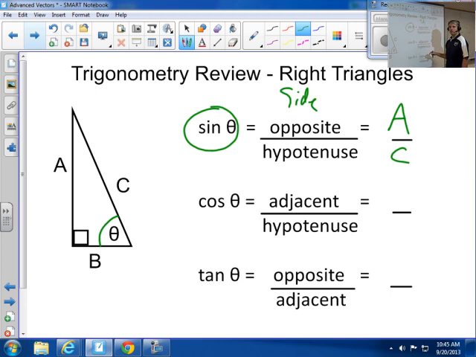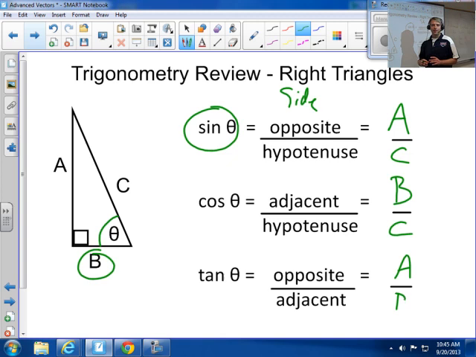The cosine of an angle is the adjacent side over the hypotenuse. Adjacent means the side that is not opposite and it's not the hypotenuse. Well, that's going to be this one, B. The hypotenuse, again, is the longest side, C. So the ratio that is called the cosine of theta in this case is B over C. Finally, the tangent of the angle theta is simply the opposite side over the adjacent side. So that's A over B.